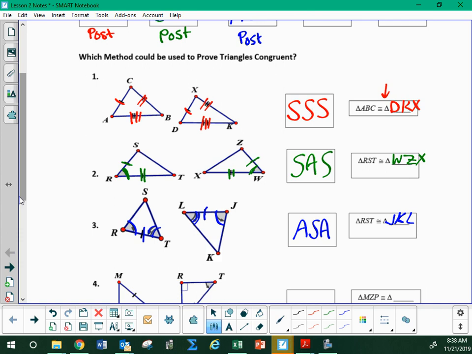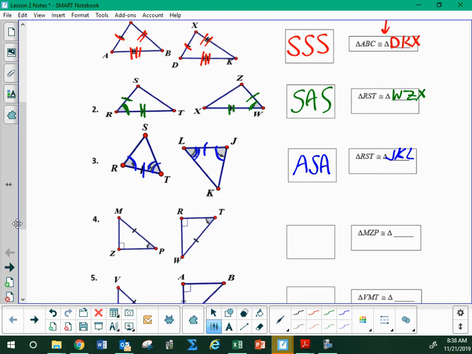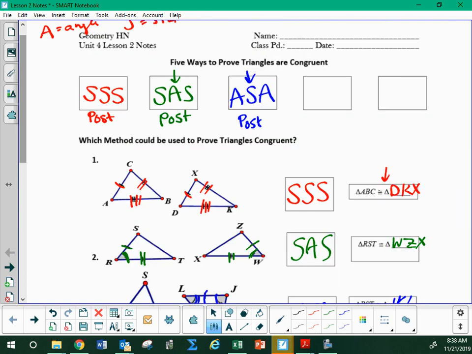Any thoughts as to what number 4 might be? Angle, angle, side. So it's two angles and the side next to them. Again, notice my side is next to them, not in between them here. This one's actually a theorem.